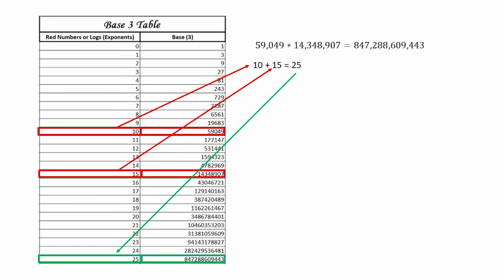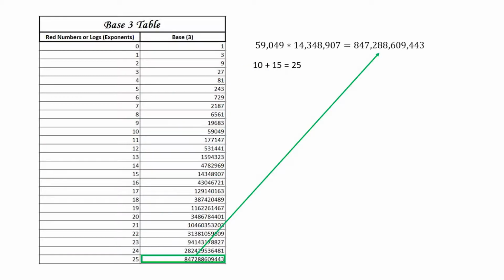Now I go to 25 on my logarithmic table on the left, or what John Napier and Joost Burgi called the red numbers, or the logs, which are basically the exponents. You go to the 25th column, look over on the right, and that's the answer to the multiplication. What you should take from this is that we took a multiplication equation and turned it into addition, using the table.